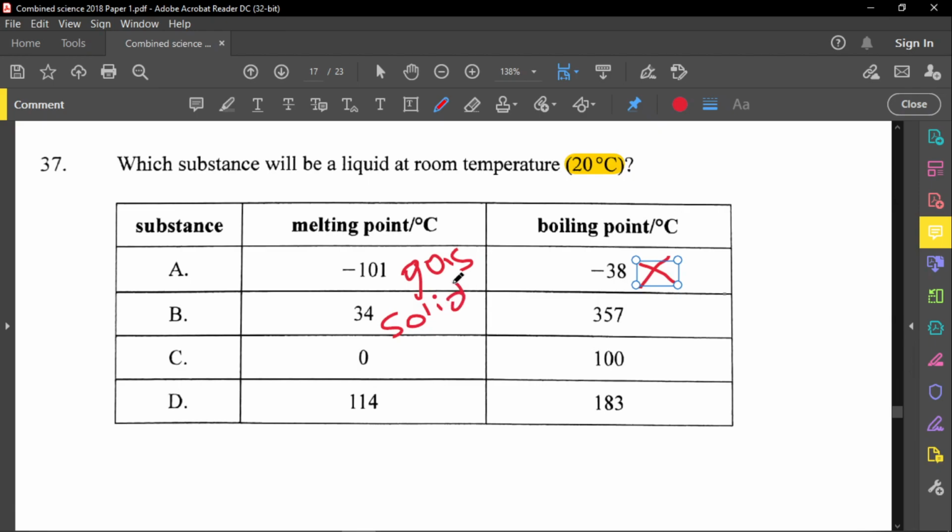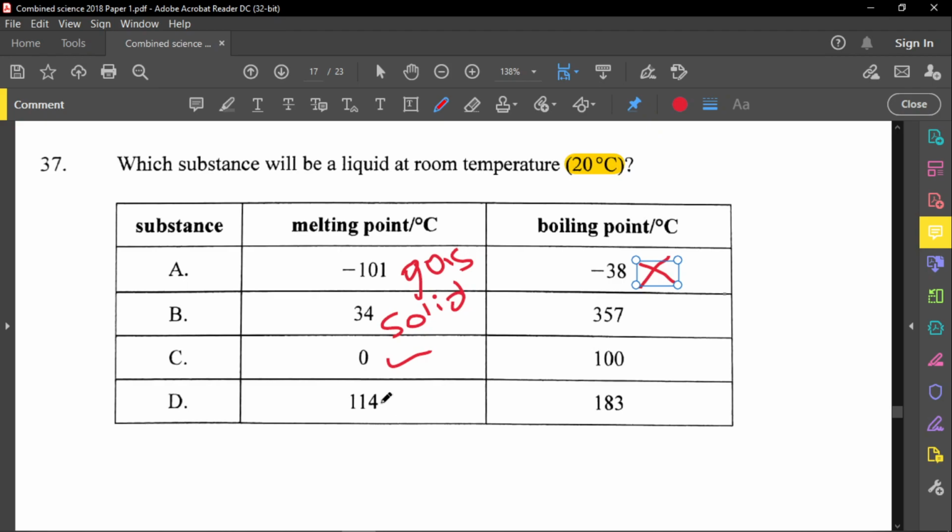0 degrees is melt at 0 degrees. So that means before it reaches 20, it is a liquid. But it will not boil until it reaches 100. So therefore it is a liquid at 0. It did not turn to gas until it reaches 100. So definitely this is looking good.